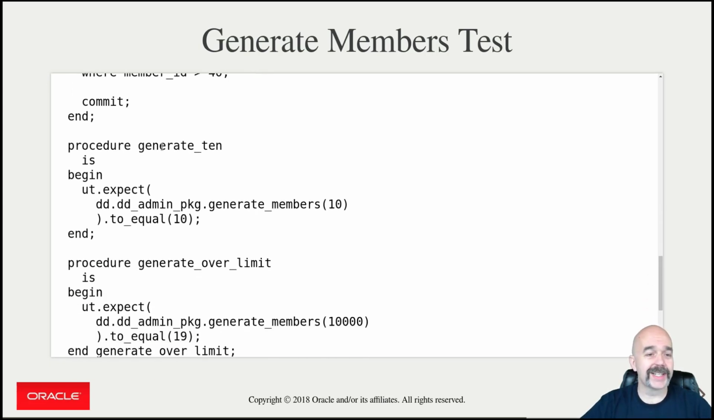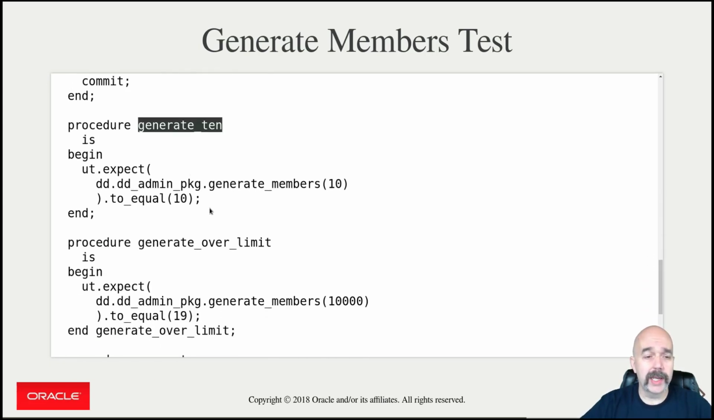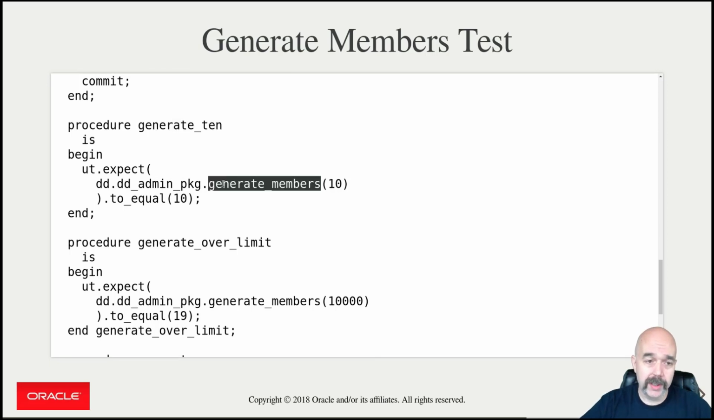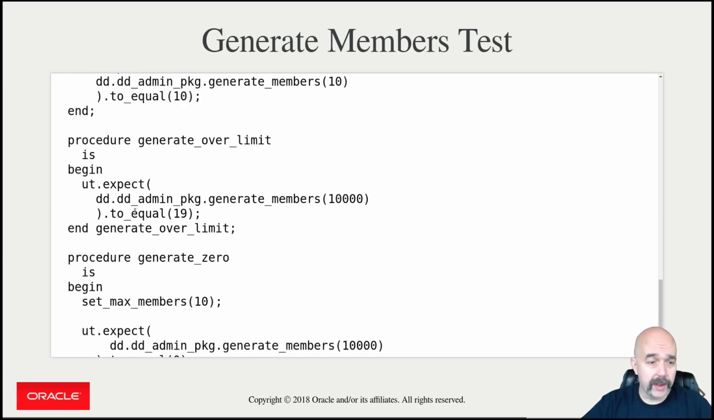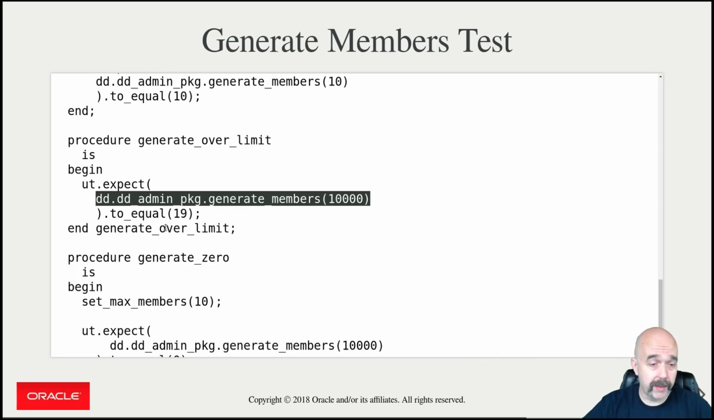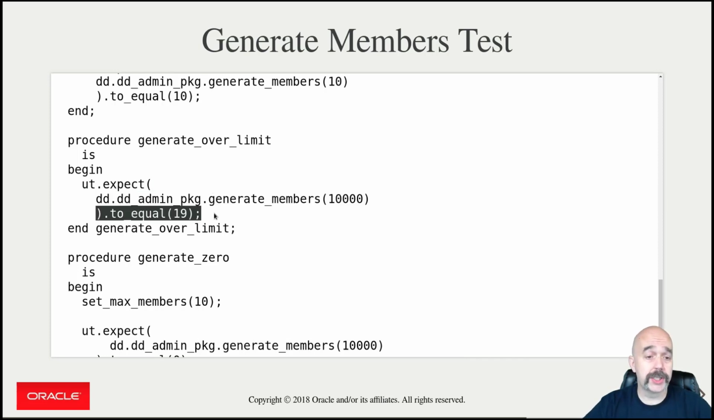All right, first test, generate 10. So when I call the generate members function and pass in 10, I expect it to return the number 10. So in utPLSQL, I expect that when I run this, it equals 10. Simple enough. Down here, remember I set the limit to 60 and I only have 41, so now I expect that if I tell it to generate 10,000 members, it's only going to return that it generated 19, because it'll hit that limit and stop.